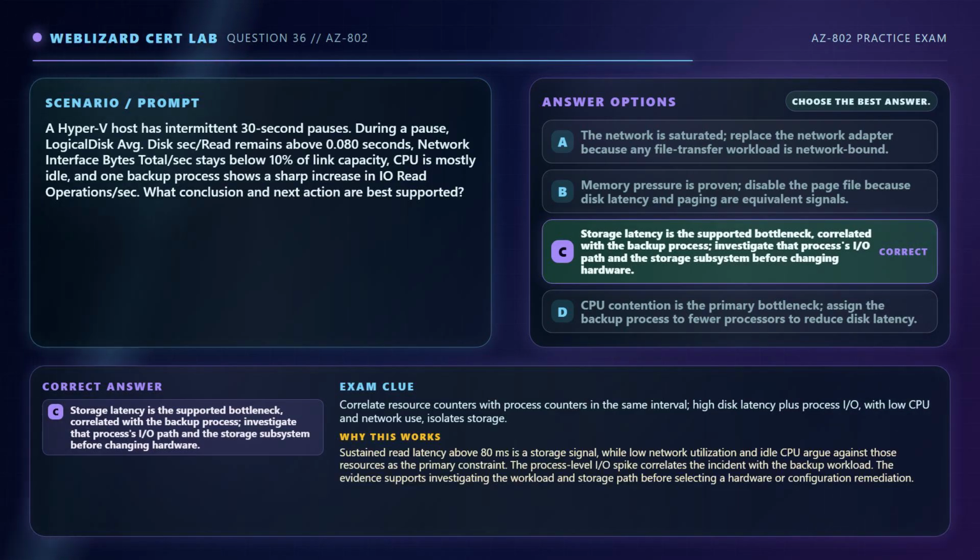Sustained read latency above 80 milliseconds is a storage signal, while low network utilization and idle CPU argue against those resources as the primary constraint. The process-level I/O spike correlates the incident with the backup workload. The evidence supports investigating the workload and storage path before selecting a hardware or configuration remediation.